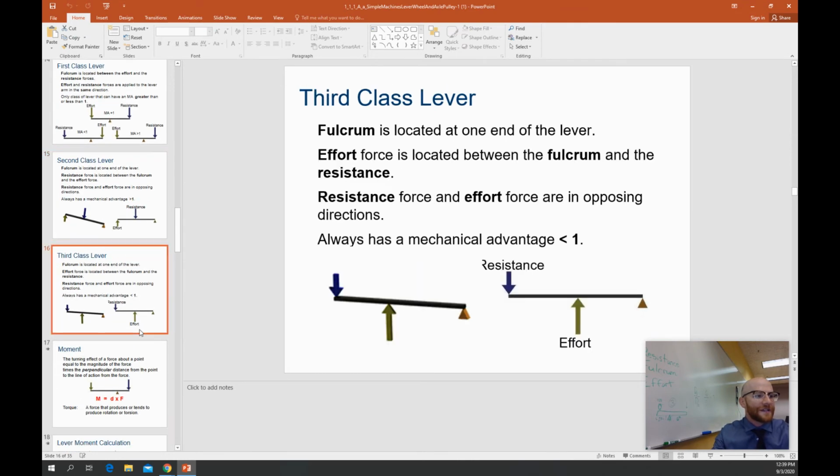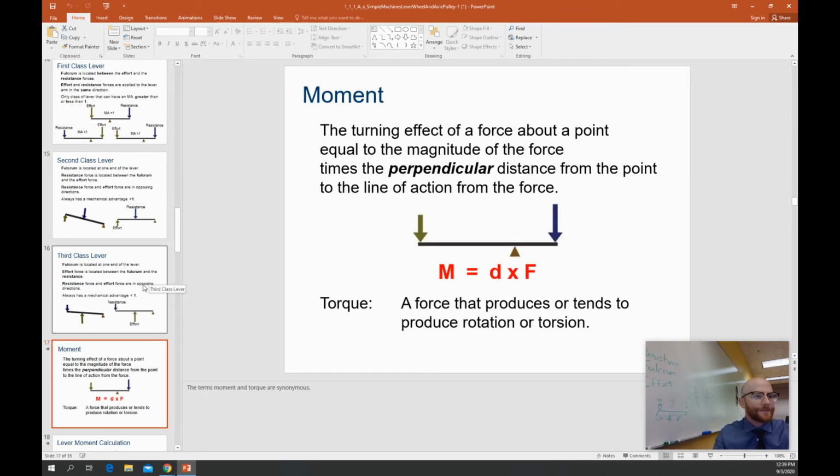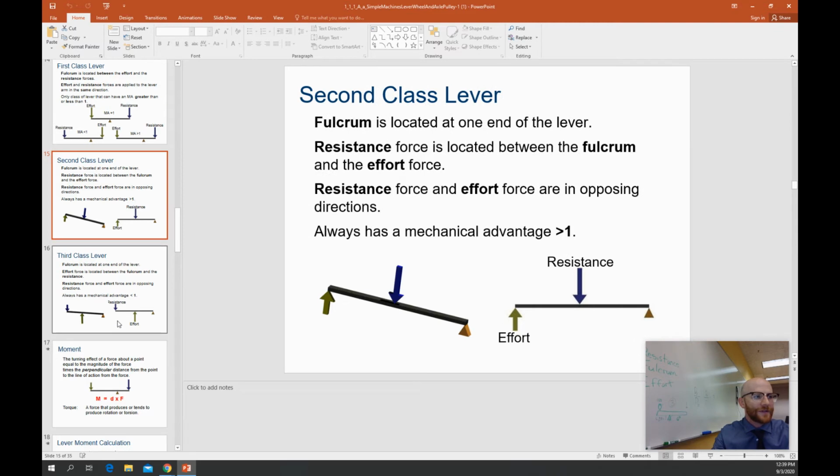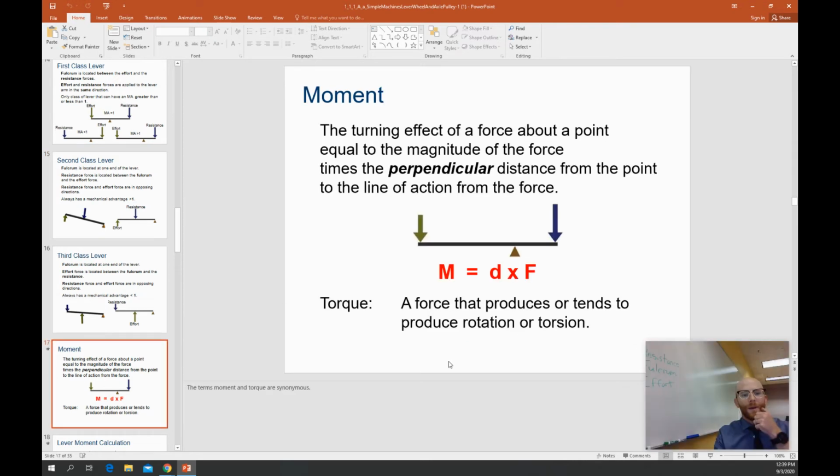So I'm going to skip these because they're talking about the different classes of lever. We already went over that. But let's look at moment. What the heck is a moment? Very simple. It's a moment in time. No, it has nothing to do with time.